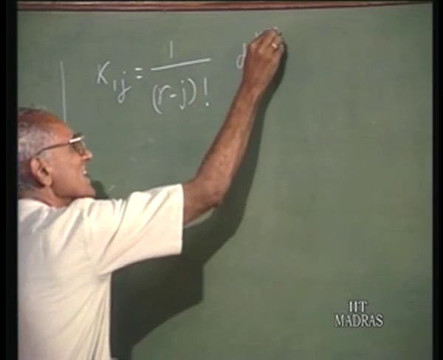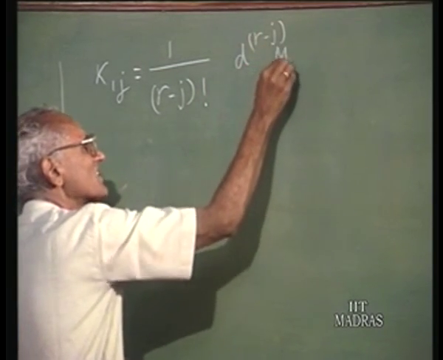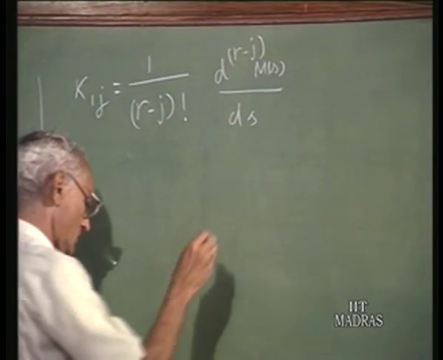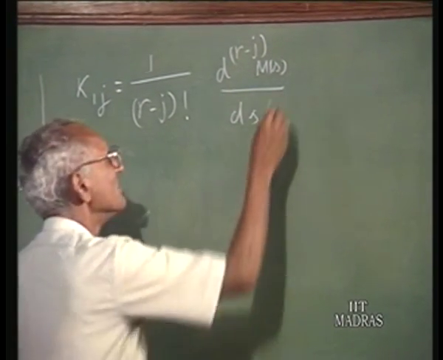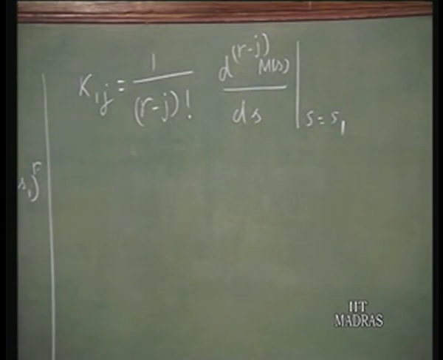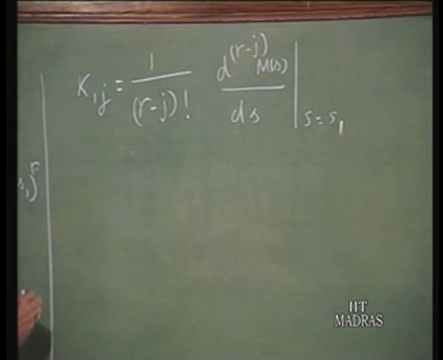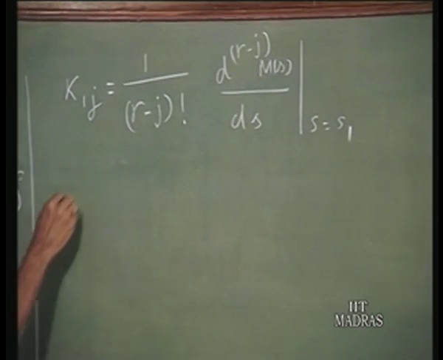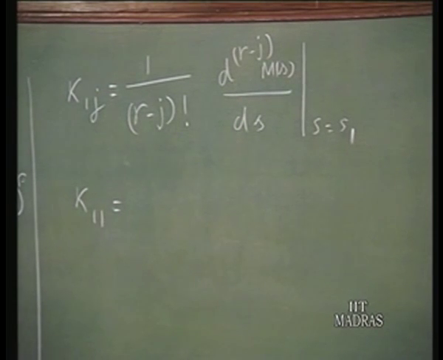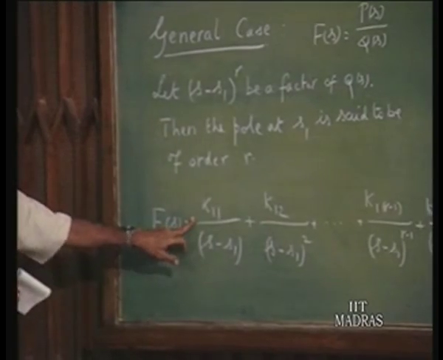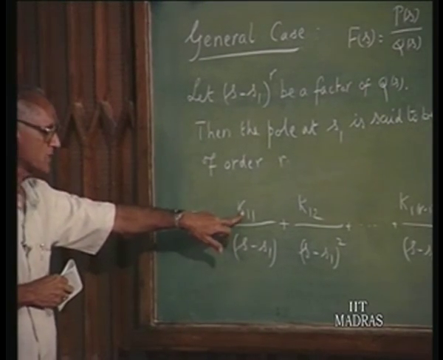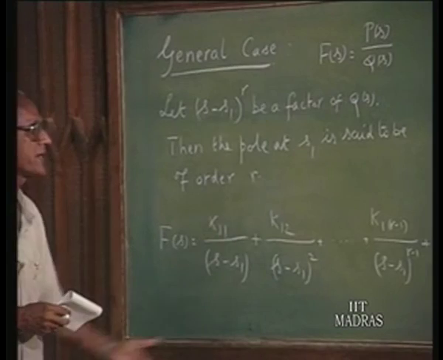The r minus jth derivative of M(s) with respect to s, with the substitution s equal to s1. And in fact you get k11, that is the first term here, k11, and this is in fact called the residue of the multiple order pole at s equal to s1, k11, which is the hardest to find out.